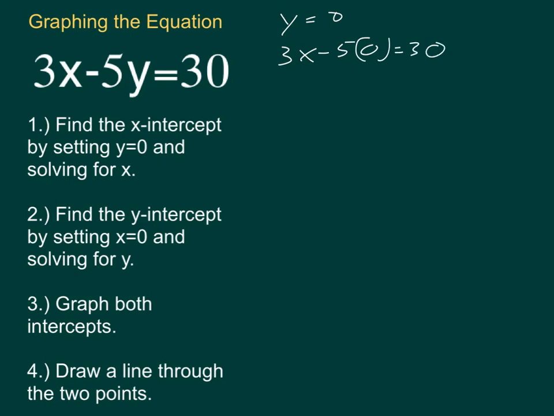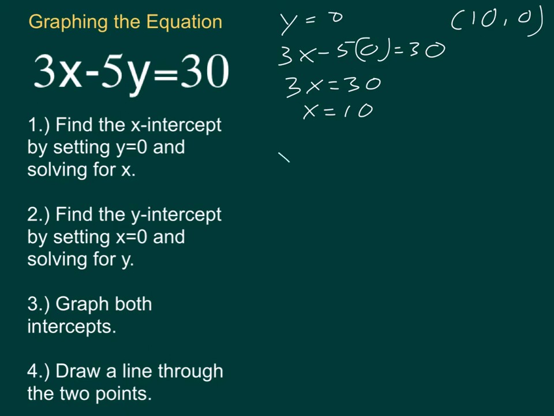3x minus 5 times 0 equals 30. The minus 5 times 0 is going to disappear because that's just 0. So 3x equals 30. X, therefore, equals 10. Using x equals 10 and y equals 0, we can get our first ordered pair, 10, 0. That's step 1.